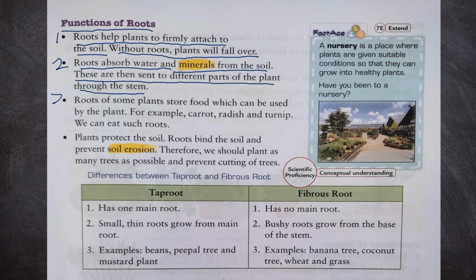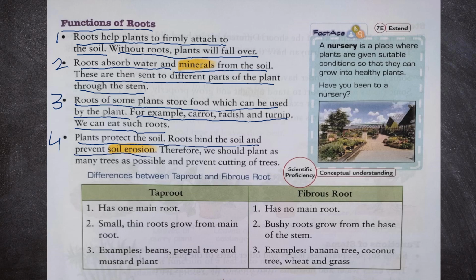And third, roots of some plants store food which can be used by the plant. For example, carrot, radish and turnip, we can eat such roots. So these are eatable roots. Fourth, roots protect the soil. Roots bind the soil and prevent soil erosion. Therefore, we should plant as many trees as possible and prevent cutting of trees. So these are 4 functions of roots.